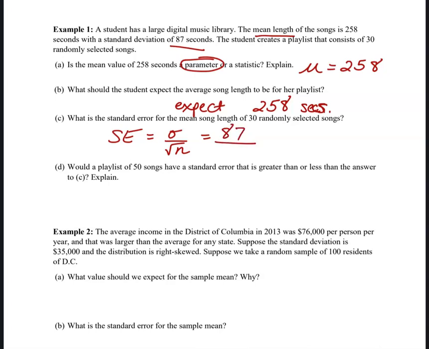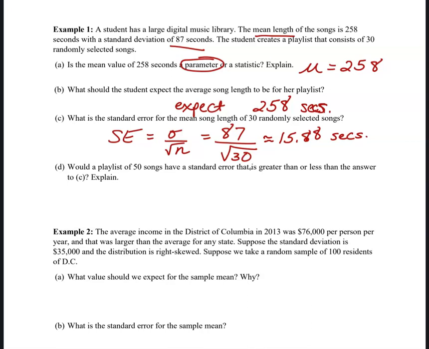And then n is the number of songs that we've selected. Our sample size then is 30. So the square root of 30. So let's see what that gives us. And I am getting about 15.88 seconds. So the standard error for her sampling distribution should be about 15.88 seconds.